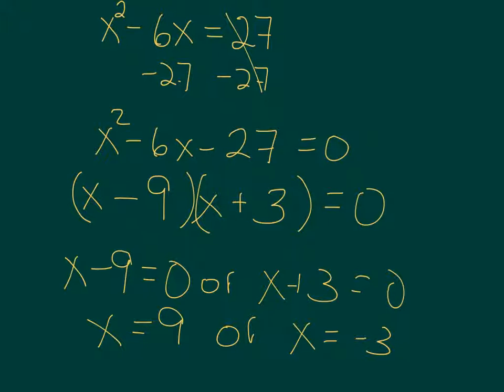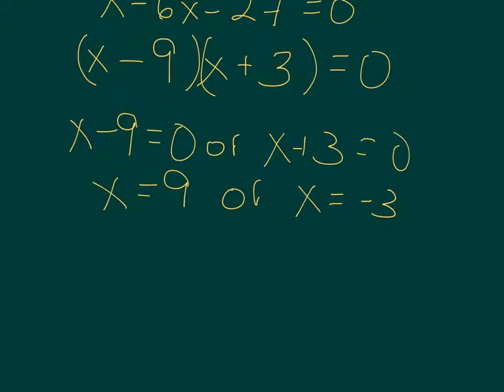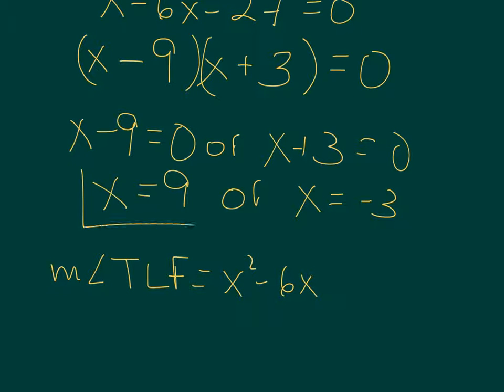And we had talked about how in geometry you need to go back and check your work. So if I plug, going back to my expression, I was told measure of angle TLF is equal to x squared minus 6x. And if I plug a 9 into that, that's going to give me 81 minus 9 times 6 is 54. And 81 minus 54 is going to give me 27. If I plug a negative 3 in, that gives me 9 plus 18, which is 27. So in fact, both of those work.